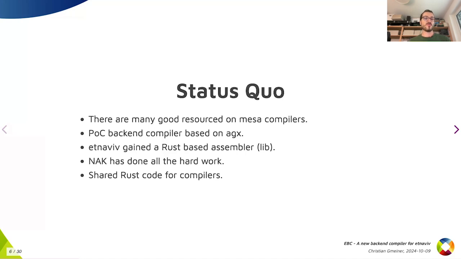When I was working on the proof of concept compiler, I spoke to some Mesa driver maintainers to see which programming language they preferred for a new compiler. Most suggested modern C++ or Rust over C. At that time, the NAK project was still in its early days. Now, after several months, NAK has made a lot of progress and done all the hard work of proving Rust can be used for backend compilers in Mesa. But there is no shared Rust code for compilers. This isn't a problem, but it means that someone might want to work on that topic.